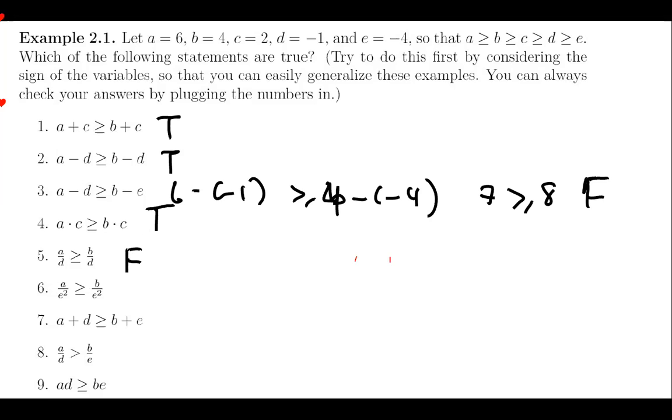But for number 6, E squared is 16, positive 16. So in that case, it would be true since we're now dividing by a positive number. So for number 7, we start with A is greater than or equal to B, and then since D is greater than or equal to E, and we're adding the two inequalities, it would be true as well.